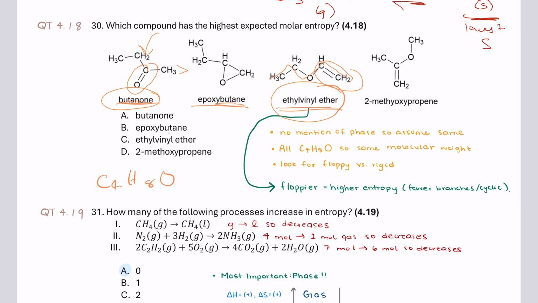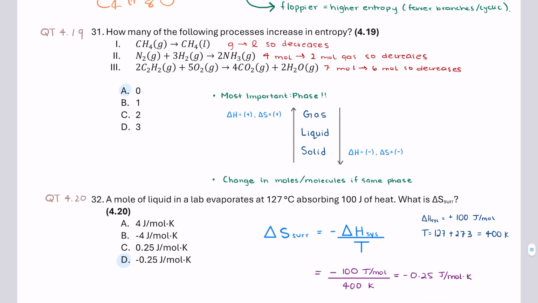And then when we compare ethyl vinyl ether to our final molecule, it doesn't have a ring, but it's also branched and it has a double bond, and that's going to limit some of the flexibility compared to the more extended structure in ethyl vinyl ether. So overall, this is going to be the molecule with the highest molar entropy because it's the floppiest, least branched, and most flexible of the four.